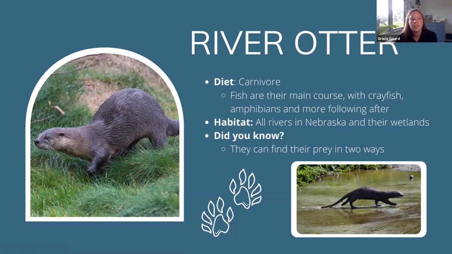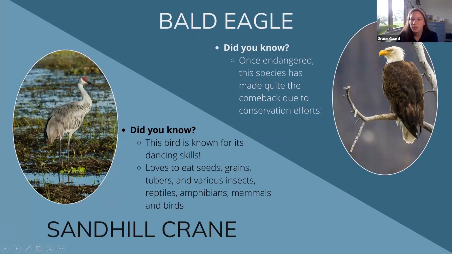I didn't put a mink slide in here. If you've never heard of a mink, it looks similar to a river otter, but much smaller. That's another mammal in the same family as a river otter that could be found in Nebraska's riverine wetlands. So just another species to keep in mind. I wish I would have had enough space for that, but there's just too many animals to talk about.